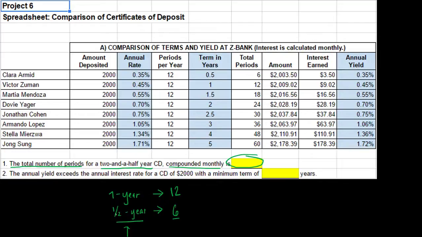So you're just going to approach this similarly, but you're not asking yourself for 1 year or 1/2 year, you're asking 2.5 years. So the question you're asking yourself is, if I'm compounding monthly, how many times will I compound over a 2.5-year period? Or in other words, how many months are in 2.5 years?